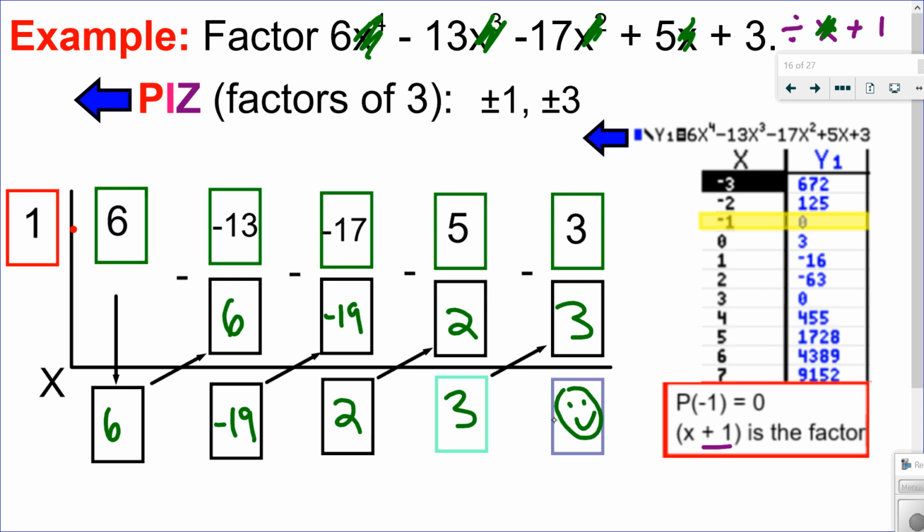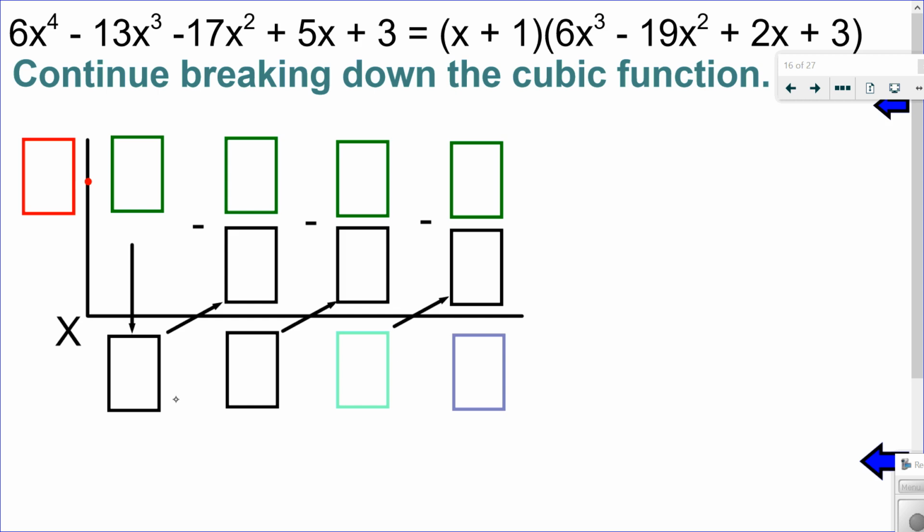So that's the remainder. 3 is the constant. This is x, x squared, and x cubed. So through the process of synthetic division, I've taken my quartic function and I've broken it down into a cubic and a binomial. So I have my cubic and my binomial. So I just want to continue breaking that cubic function down.